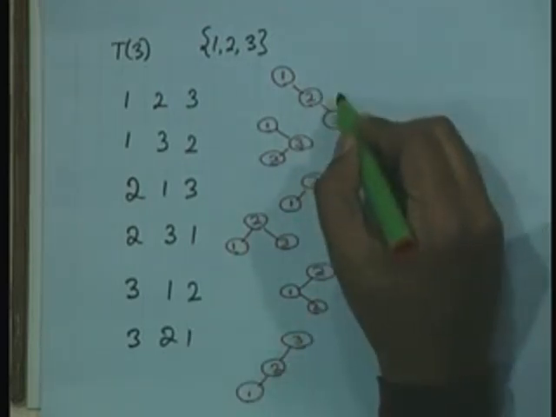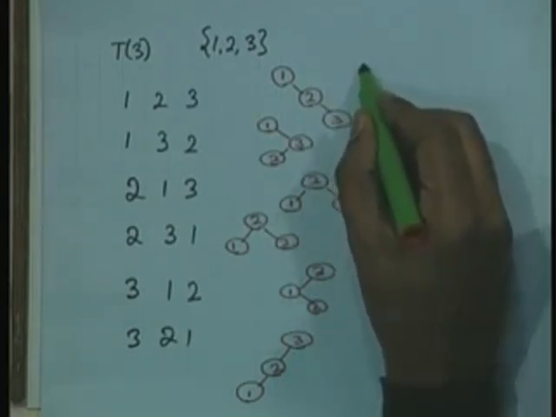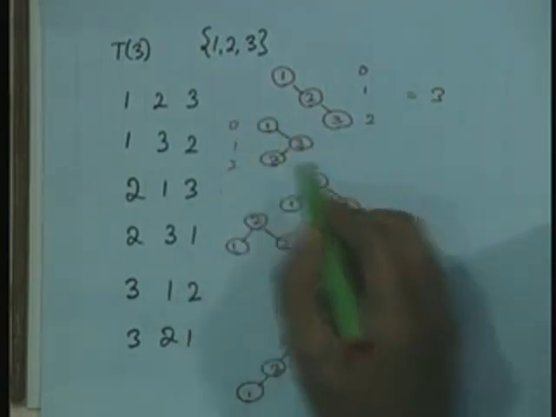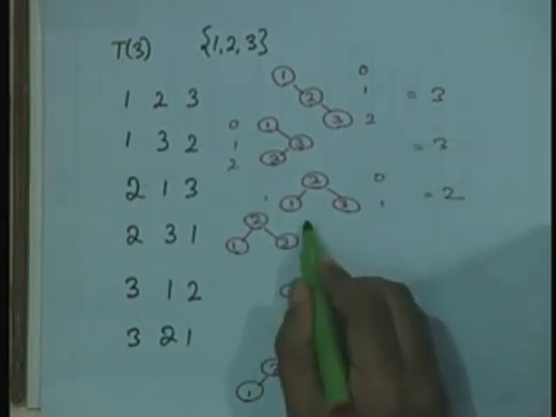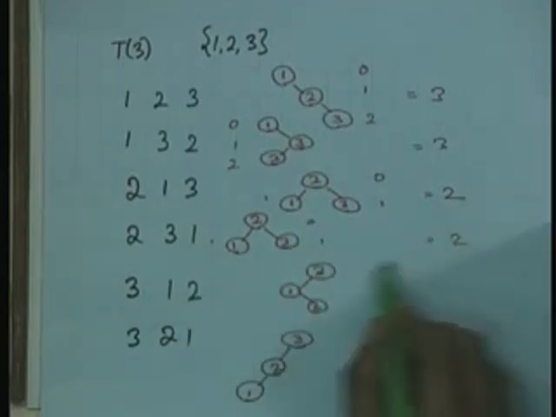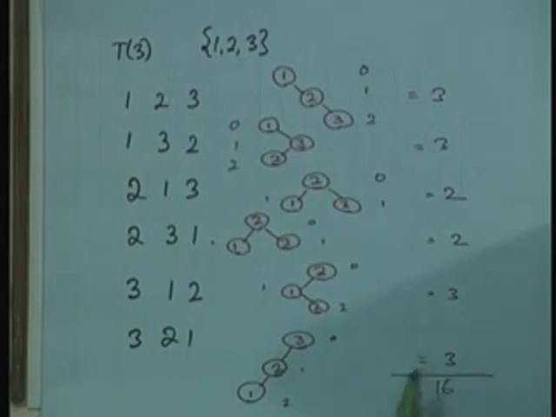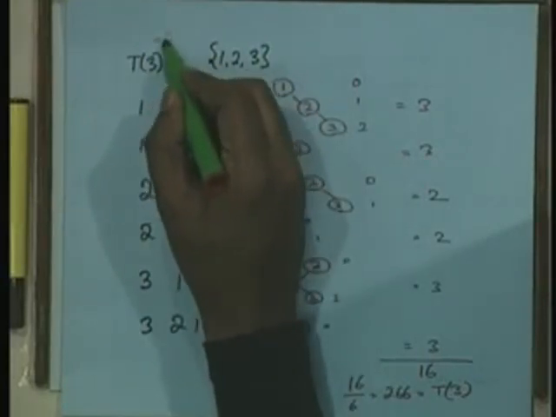What is the total time taken for insertion here? We recall we said that it is just the sum of the levels of the nodes. So, the levels of the nodes are 0, 1, 2, and so the sum is 3. In this one, the levels are again 0, 1, 2, so the sum is 3. Here it is 0, 1, 1, so the sum is 2; then 0, 1, 1, sum 2; 0, 1, 2, sum 3; 0, 1, 2, sum 3. The total is 16. And so, the average over all is 16 over 6, which is 2.66, which is T of 3 then. So, we computed T of 3 as 2.66.